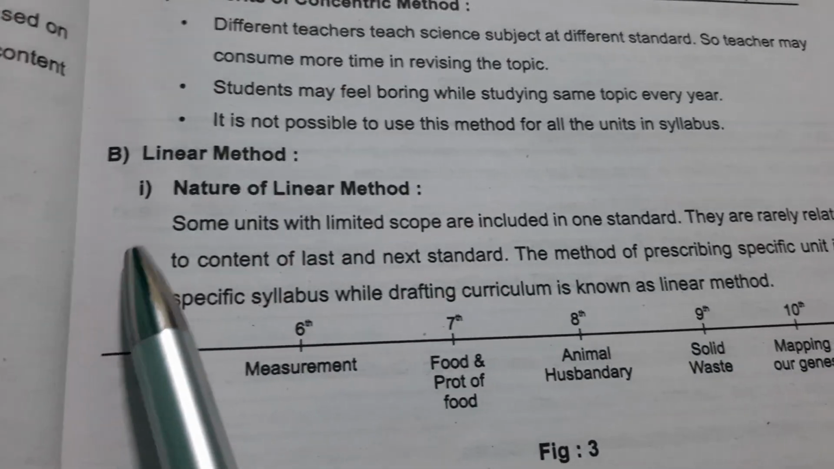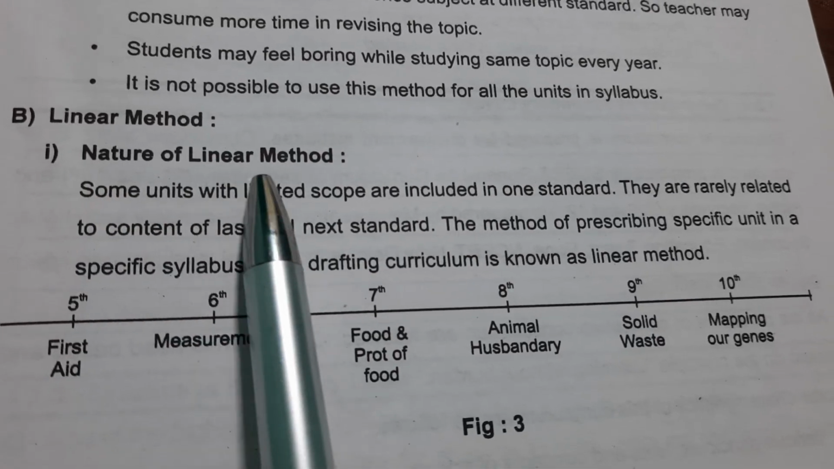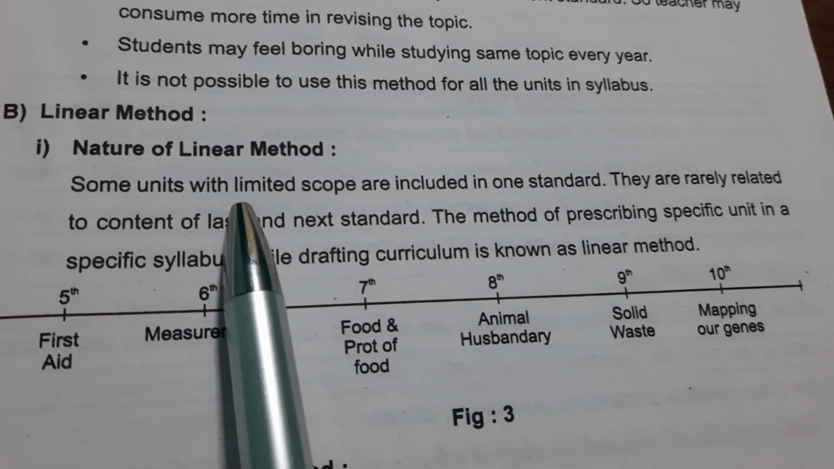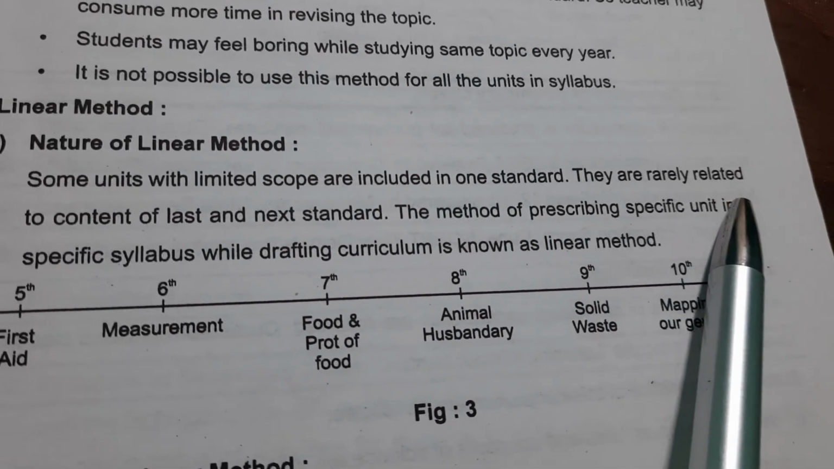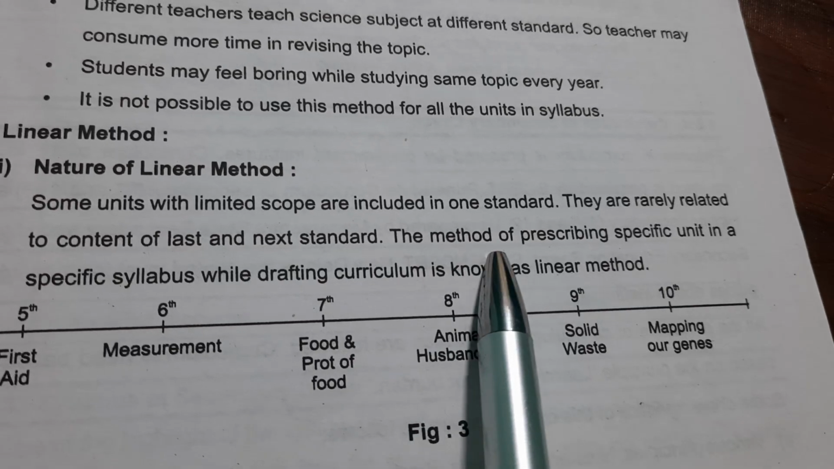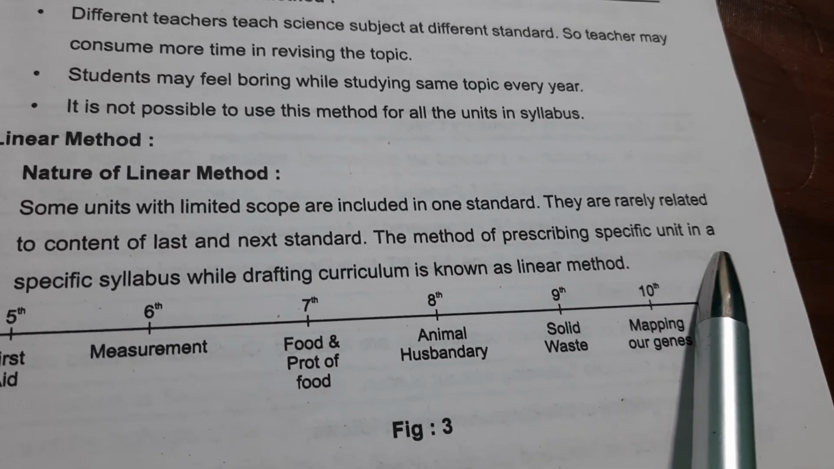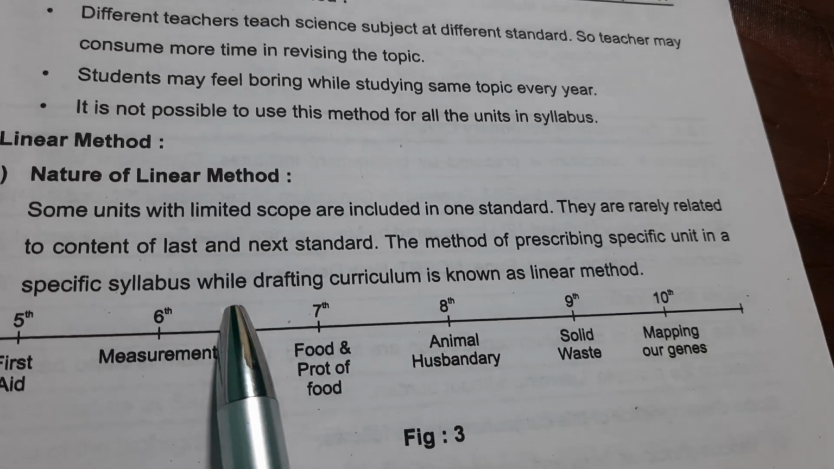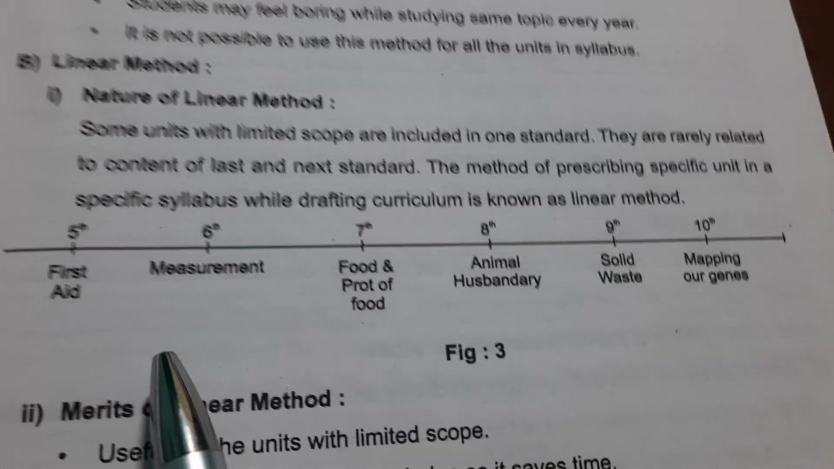Next, what we have is the linear method. In this, the first point is the nature of linear method. Some units with limited scope are included in one standard. They are rarely related to content of the last and next standard. The method of prescribing a specific unit in a specific standard while drafting curriculum is known as linear method.